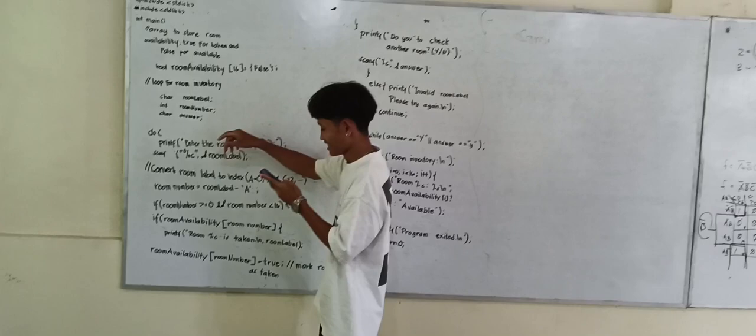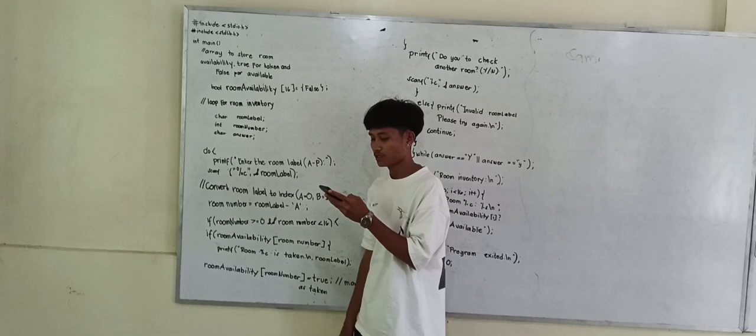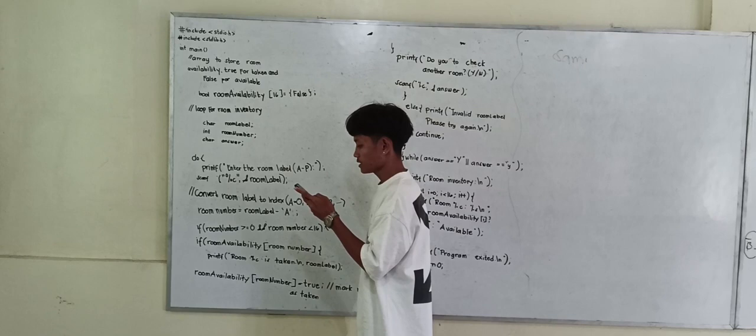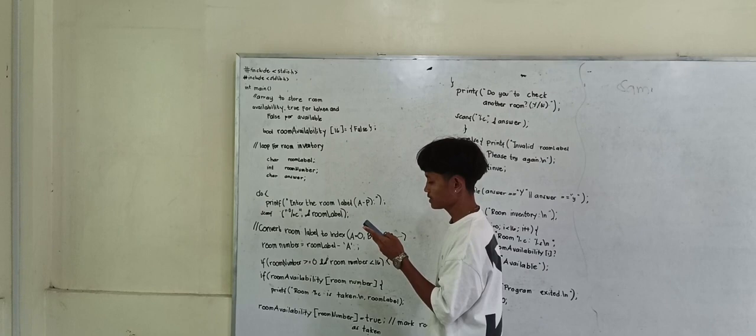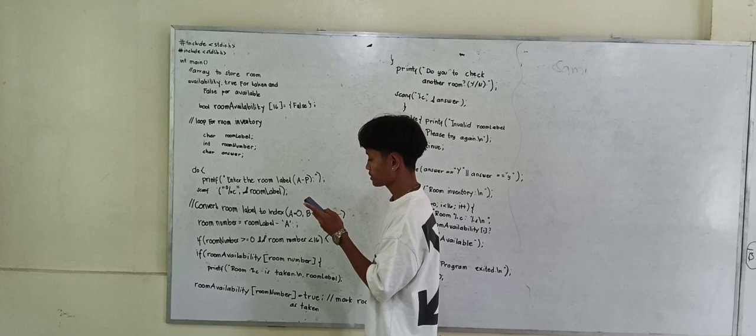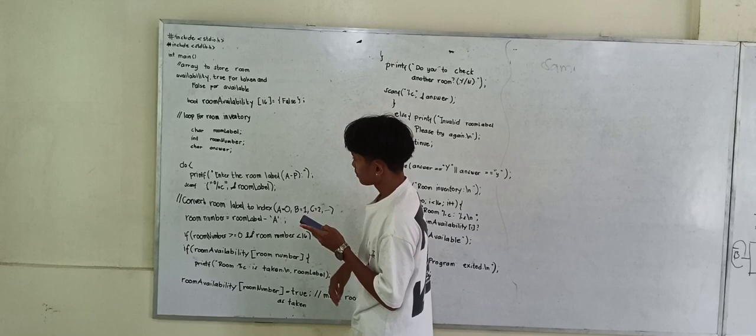Then char room level and room number, characters. These are the variables room level, room number, and answer, which will be used to store the user's input. Printf: enter the room level A to K. Scanf: proceed to room level. This initiates a loop that allows the user to check the availability of rooms. It prompts the user to enter the room level A to K and stores the input in the room level variable.